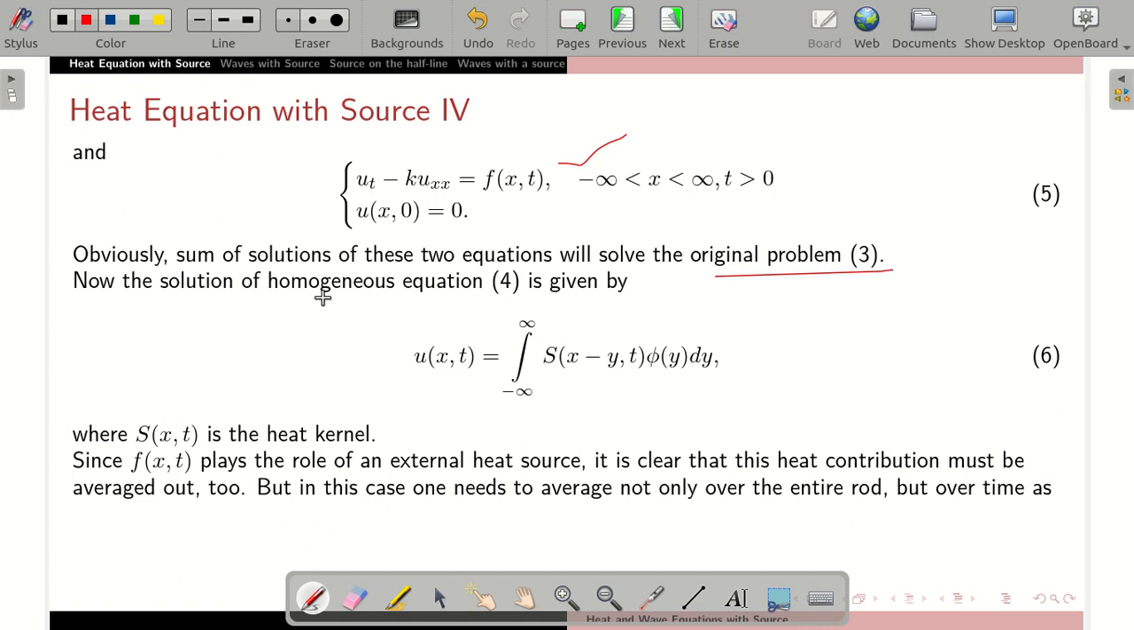So till now we have solved the homogeneous equation, and you know the solution of the homogeneous is given by this: u(x,t) equal to integral from minus infinity to plus infinity S(x minus y, t) phi of y dy, where S(x,t) is called the heat kernel, and you know the expression of S from the homogeneous solution. So now we will try to solve the non-homogeneous one, that is equation 5.